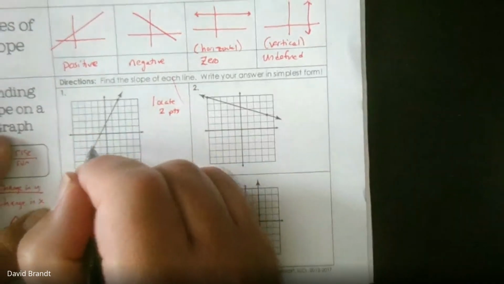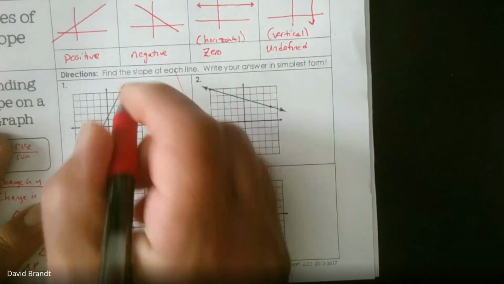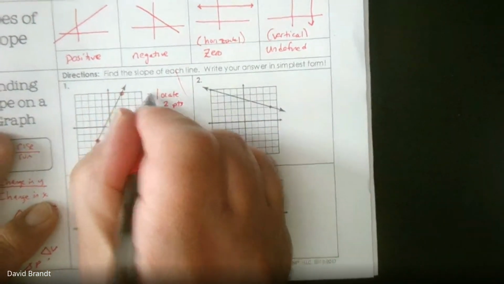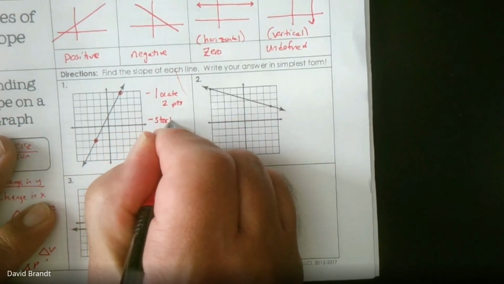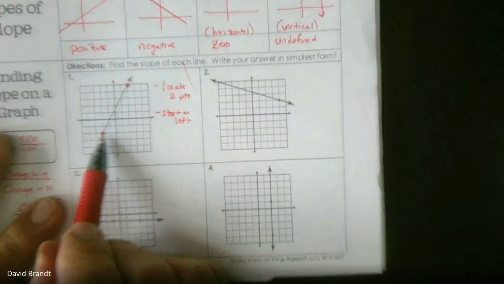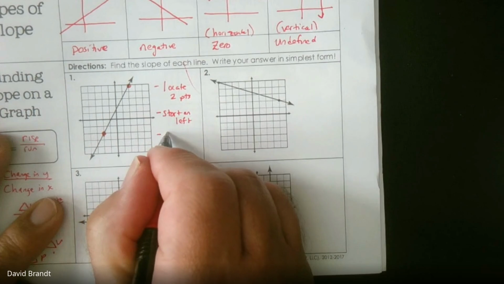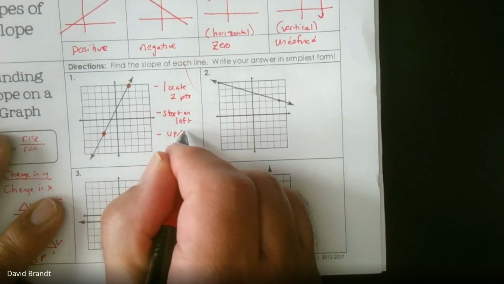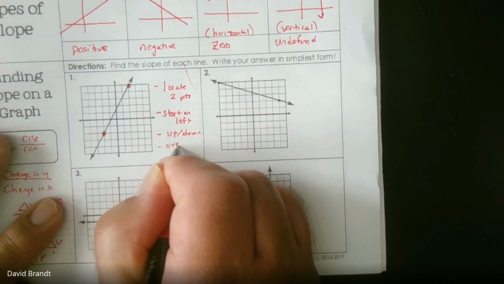But let's see. All right, they have this one. They have them labeled for me. There's one right here, and there's one right here. So locate 2 points. Now, start with the point on the left. That means you're going to start with this one. And then count how many you go up. First, go up or down, depending on whether it's a positive or negative slope. Then count how many you go over.